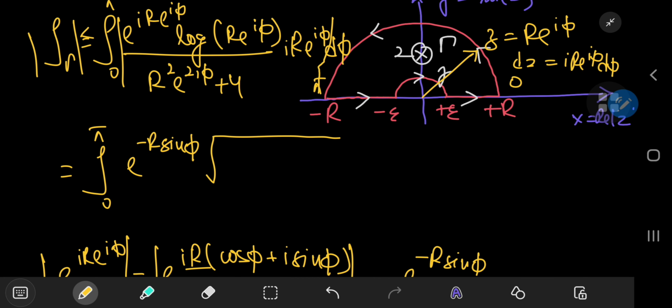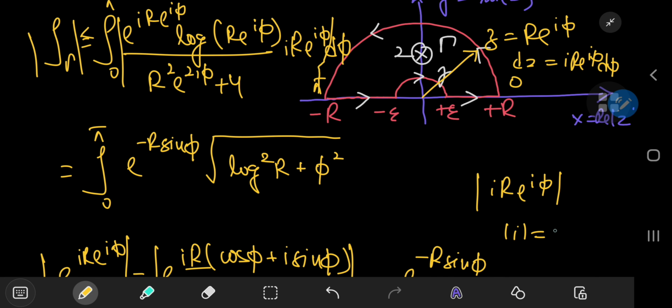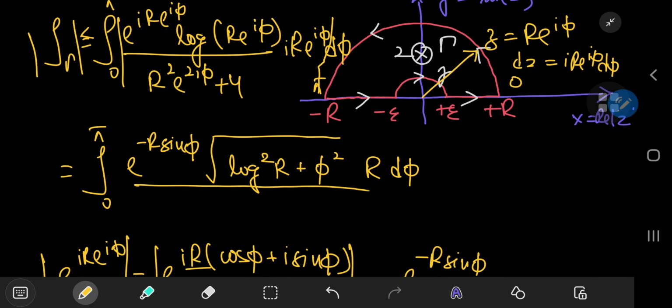So we now have the square root of the square of the log of r plus phi squared, and we also needed the modulus of i r e to the i phi. So the modulus of i is just 1, and the same case for the modulus of e to the i phi again, and r is just a positive real number, so we're left with this r term, d phi divided by the modulus of r squared times e to the 2i phi plus 4.